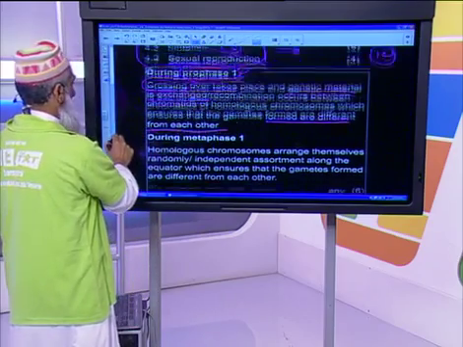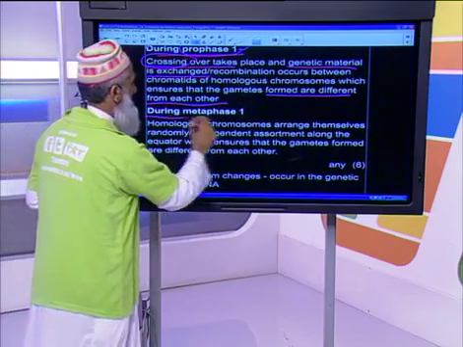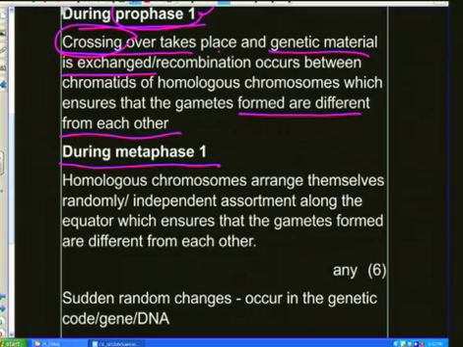The second one: during metaphase 1 mainly, the homologous chromosomes arrange themselves randomly along the equator, which ensures that the gametes formed will be different from each other, because there's no guarantee which chromosome will go to which sperm or egg.